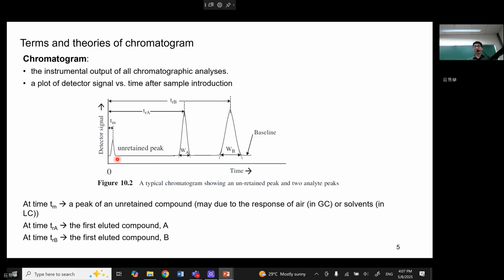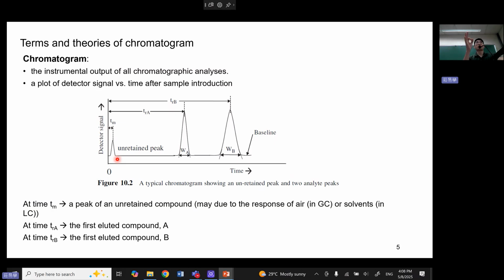In the case of gas chromatography, let's say you have a gaseous sample and you inject it into the machine. Apart from the target analytes and other organic compounds, what is the main component in a gaseous sample? Probably nitrogen and oxygen, right?